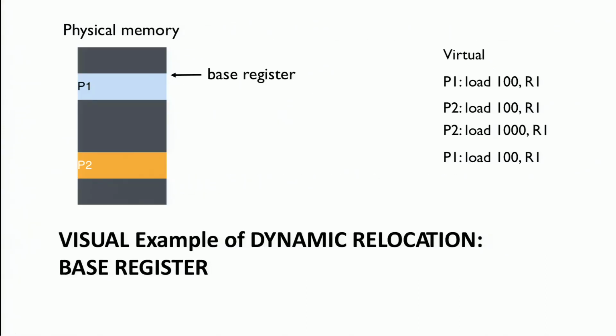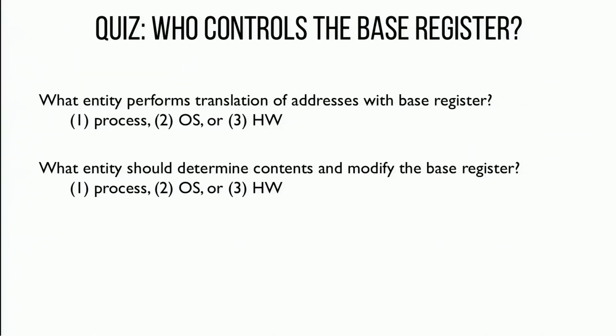So that will be enough to do a lot of things. So here's a straightforward quiz for you. Who is it, or what is it, that's actually performing the translation of addresses using that base register? Process, OS, or hardware? That's hardware. That's what the MMU is doing.